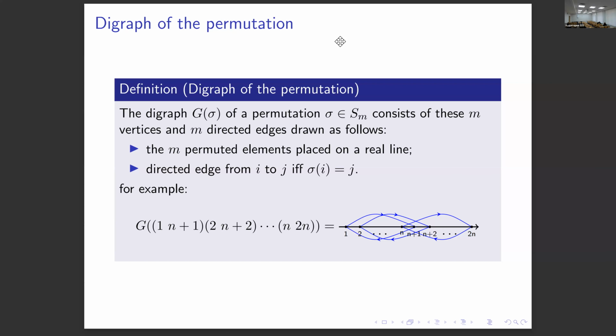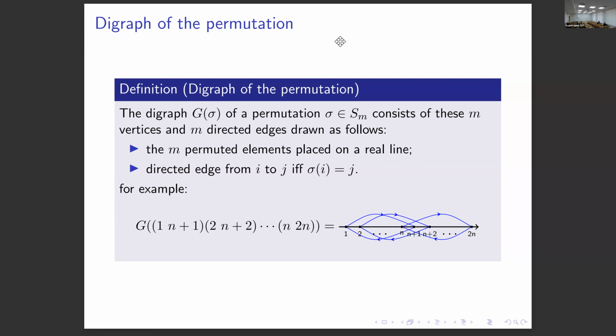And this is an example. This is a permutation that only has cycles of length 2: 1 to n+1, 2 to n+2, up to n to 2n. You get the digraph with 2n vertices, 1, 2, up to 2n, and each vertex has one incoming edge and one outgoing edge. It looks like this.